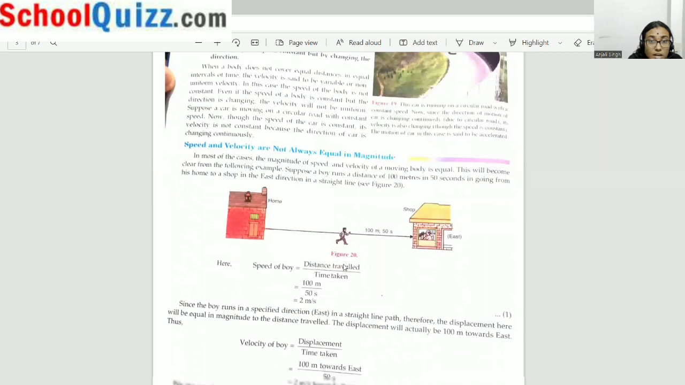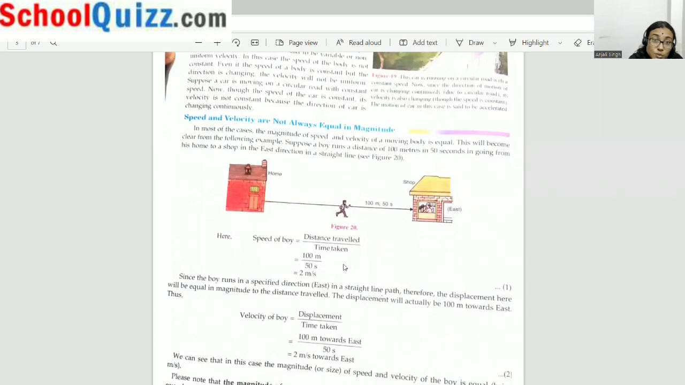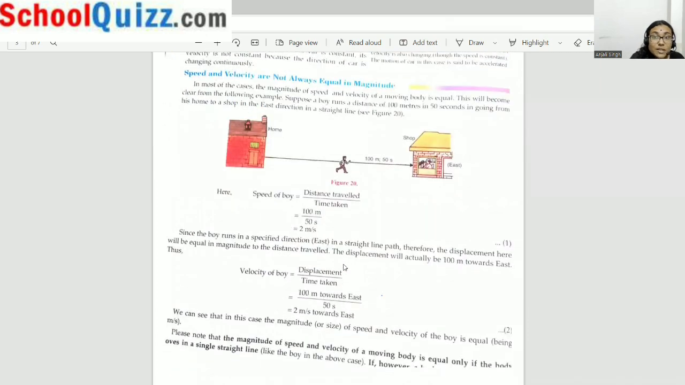Speed and velocity are not always equal in magnitude. Okay, so this is one important statement. Why are speed and velocity not equal in magnitude? In some cases it is not equal, because you can see here, a boy is moving from his home to the shop. Clear? So he started from home and went to the shop.